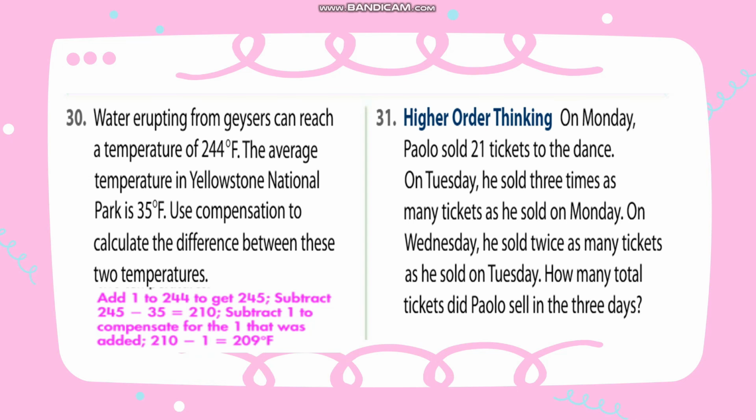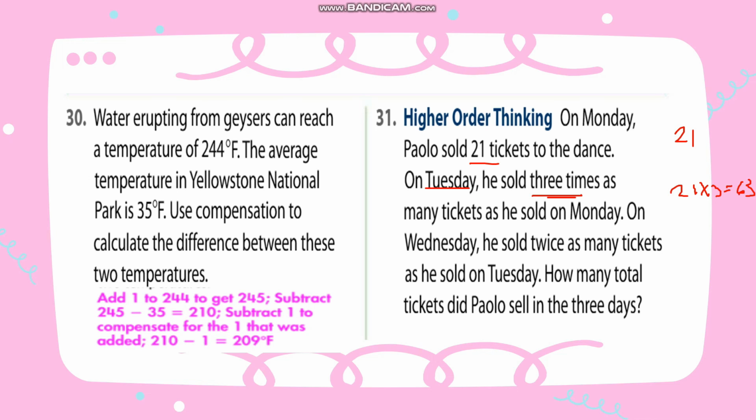Number 31. On Monday, Paulo sold 21 tickets to the dance. On Tuesday, he sold 3 times as many tickets as he sold on Monday. On Wednesday, he sold twice as many tickets as he sold on Tuesday. So how many total tickets did Paulo sell in 3 days? So on Monday, 21. Tuesday is 3 times as Monday. So it means Tuesday is 21 multiplied by 3, and 21 multiplied by 3 is 63.